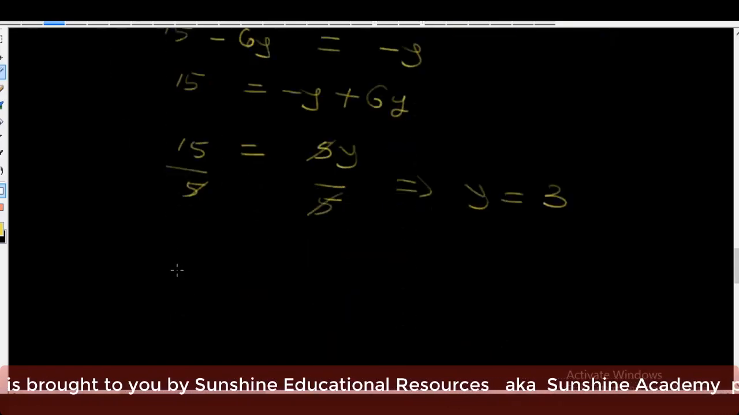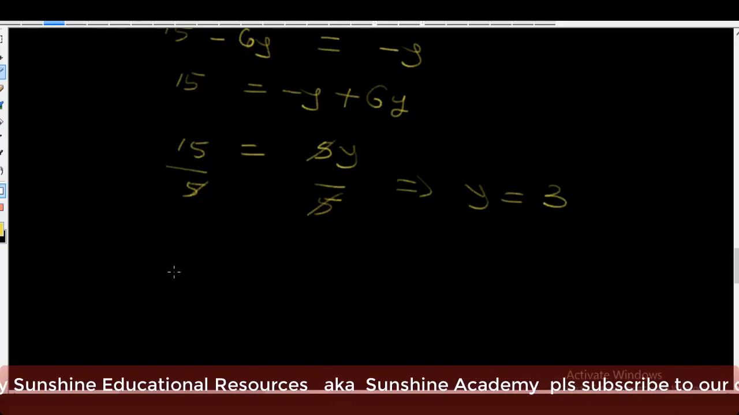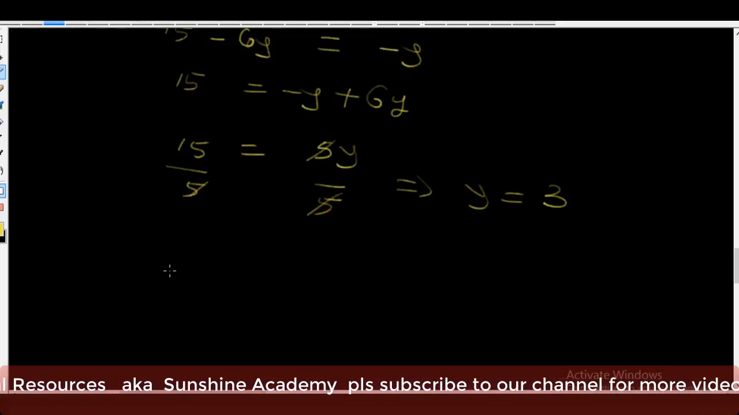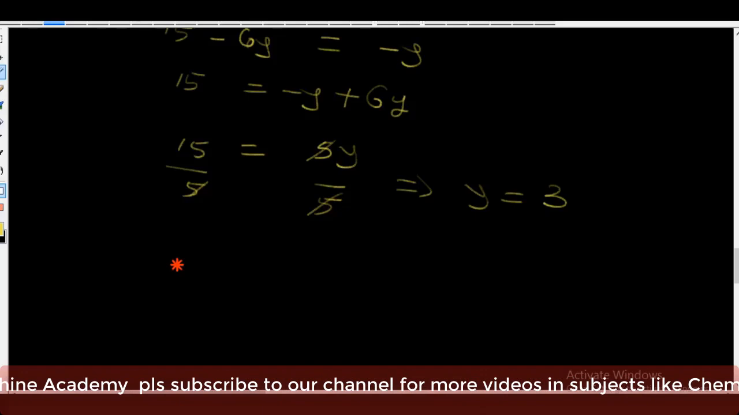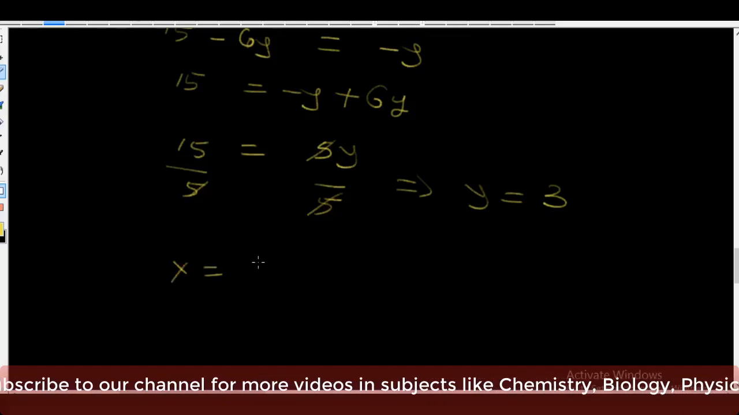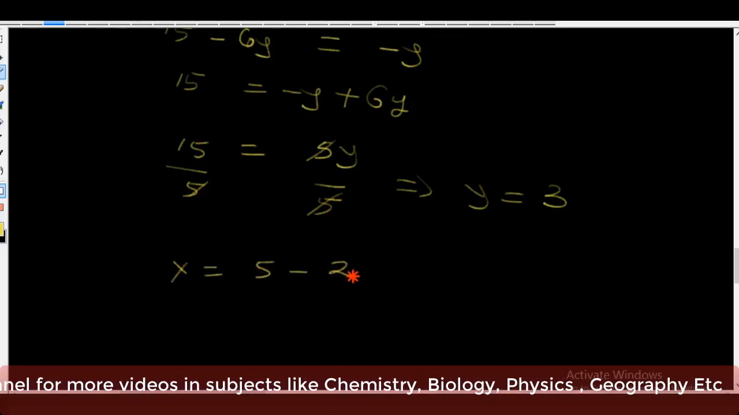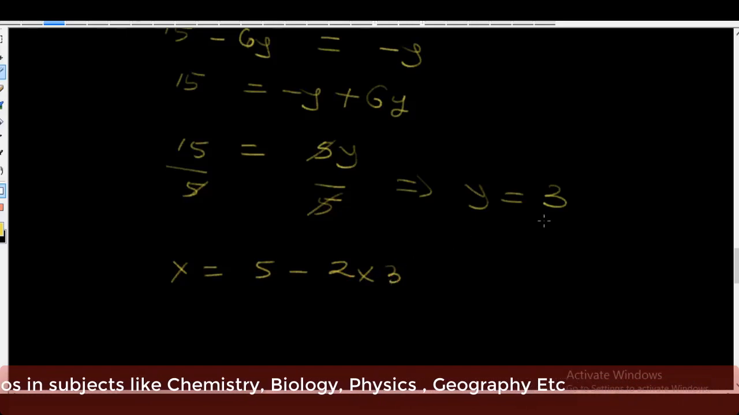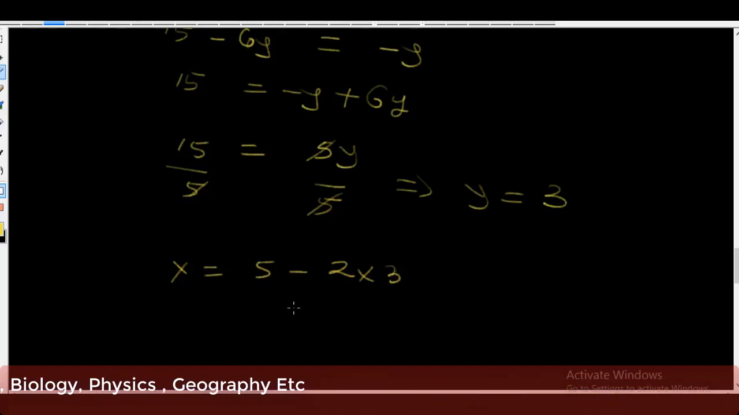Now let's substitute for y in equation 2 to find x. So in equation 2, x is equal to 5 minus 2 times 3, since y is equal to 3. So instead of writing y, we're going to write 3. So x is equal to 5 minus 2 times 3, 6. Therefore, x is equal to minus 1.